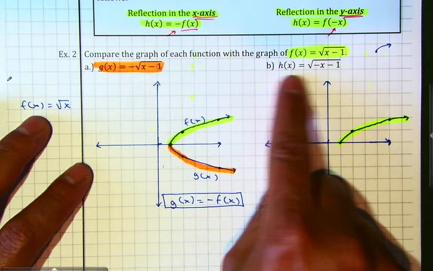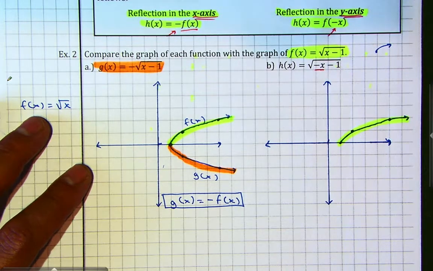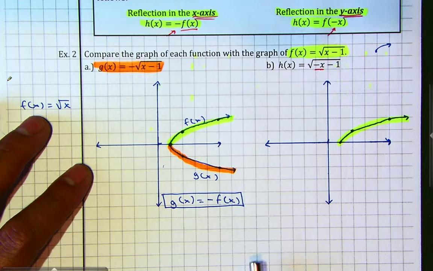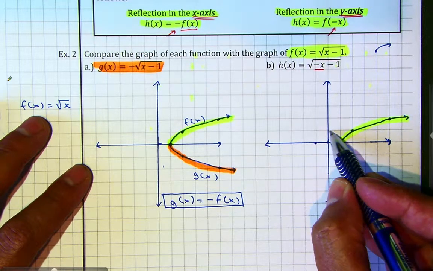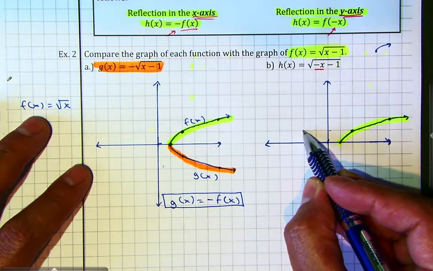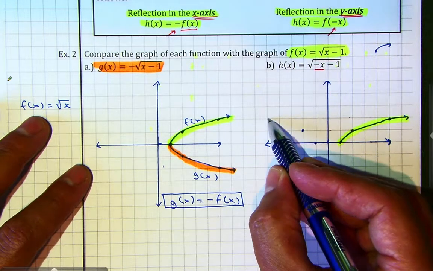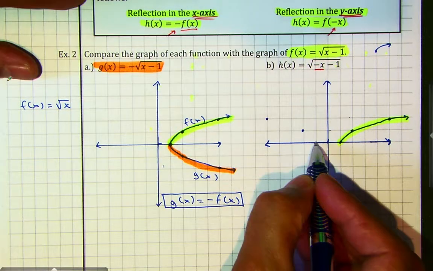Now, what does the negative do to the graph? That's going to be a reflection on the y-axis. So basically, all the y values will become the opposite. So this is a positive 1 becomes negative 1. This is a positive 2 becomes negative 2. This is 1, 2, 3, 4, 5. And that will be my graph.